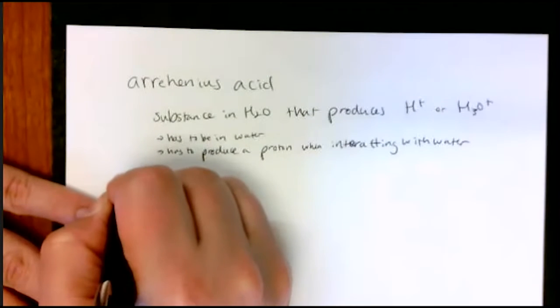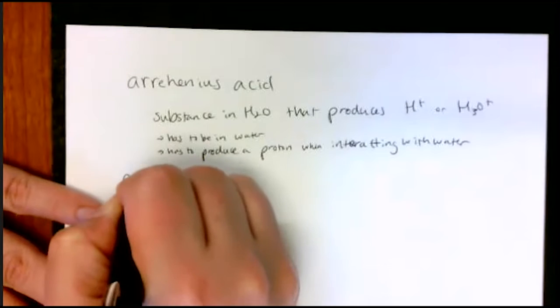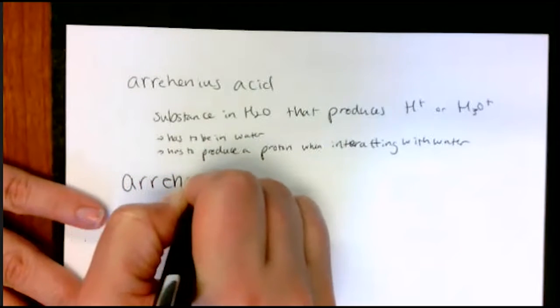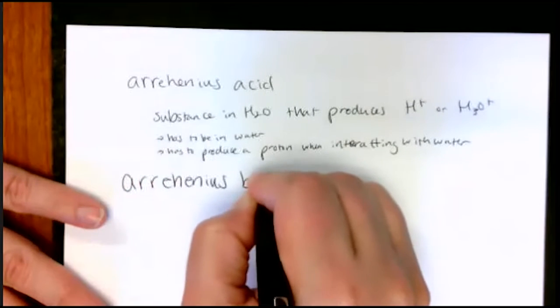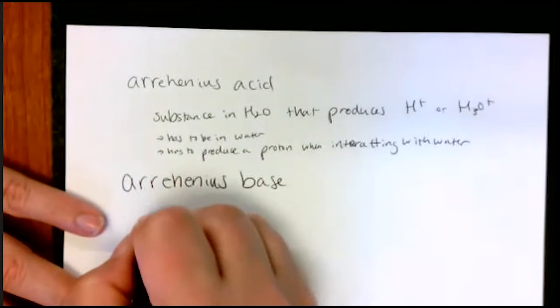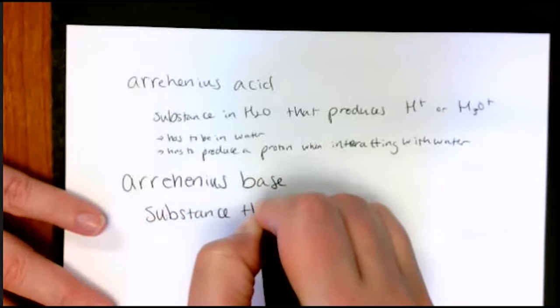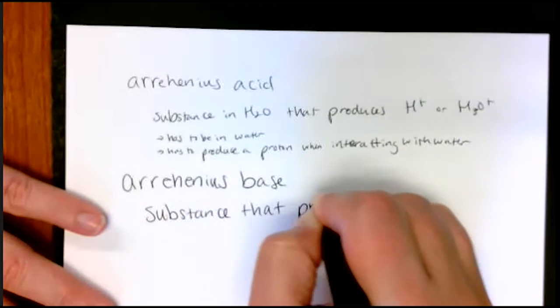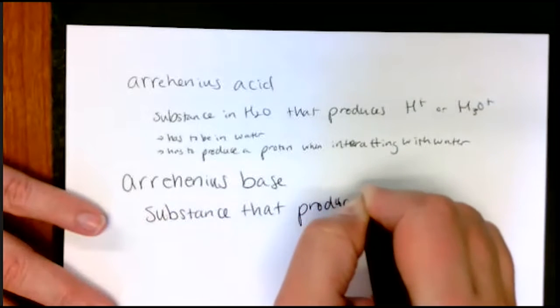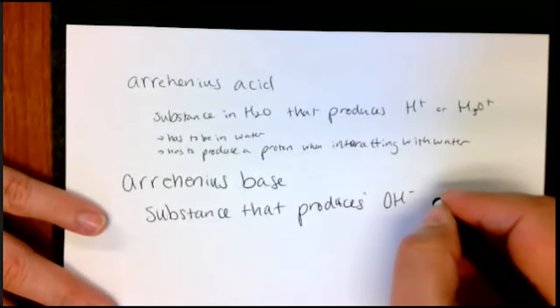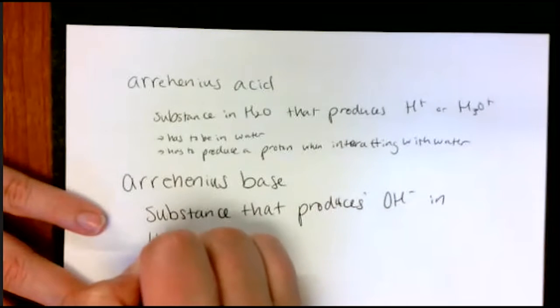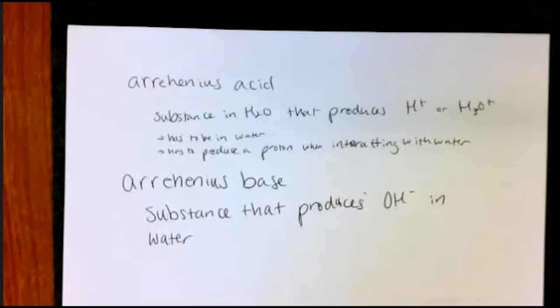We're talking about an Arrhenius base. Right, this is something that produces hydroxide ions in water. Okay. So it has to produce a hydroxide ion in water.